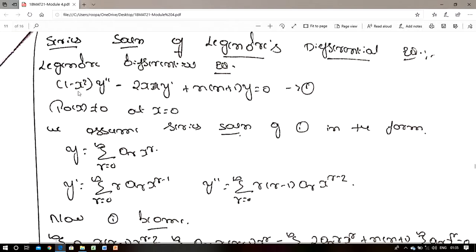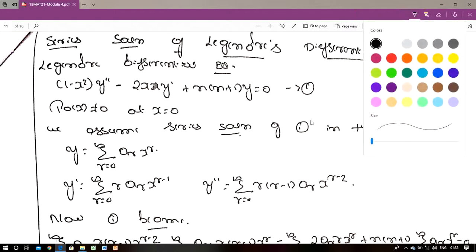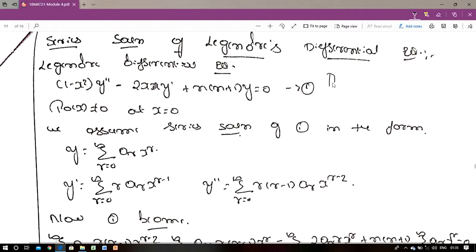First we check. Here p0 of x is 1 minus x squared. Now in this equation take x is equal to 0, which gives 1 minus 0, which is equal to 1, which is not equal to 0.